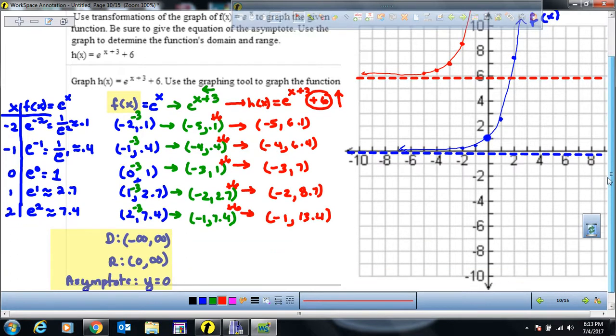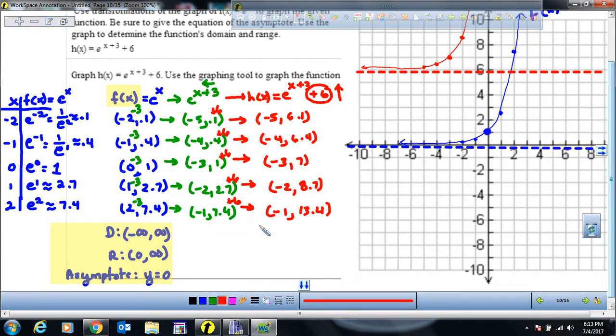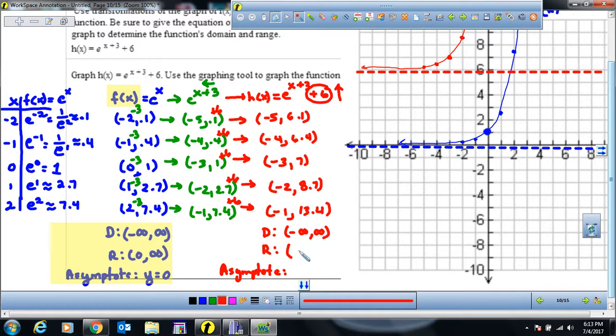So let's write the last pieces of information for this problem. It is the domain of h of x, the range of h of x, and also the asymptote of h of x. The domain of this function is also from negative infinity to positive infinity, because it keeps on going from left to right. The range is from 6 to positive infinity, because the lowest y value is 6, but it never gets to 6, so it's anything above 6. And the asymptote would be the line y equals 6. And that concludes this problem as well.